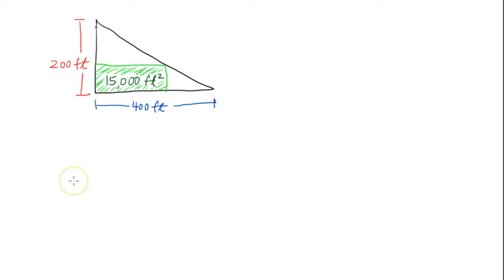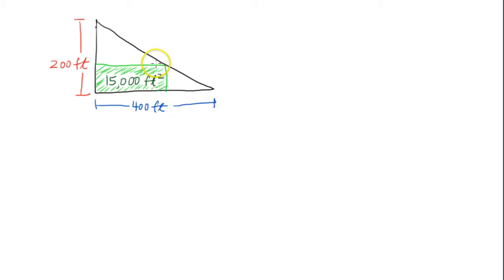In this video, we have a nice diagram here of a triangular plot of land, 400 feet wide and 200 feet tall, and then it's cut by this hypotenuse. And we've got some area, 15,000 square feet, rectangular, that needs to be built inside there. And the question is, what should the dimensions of this rectangle be so that the square footage is 15,000 square feet, and this corner has to touch the hypotenuse.